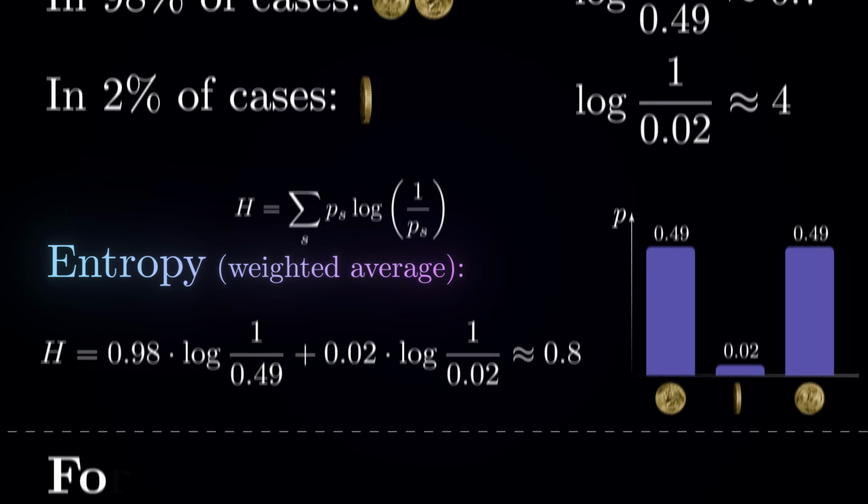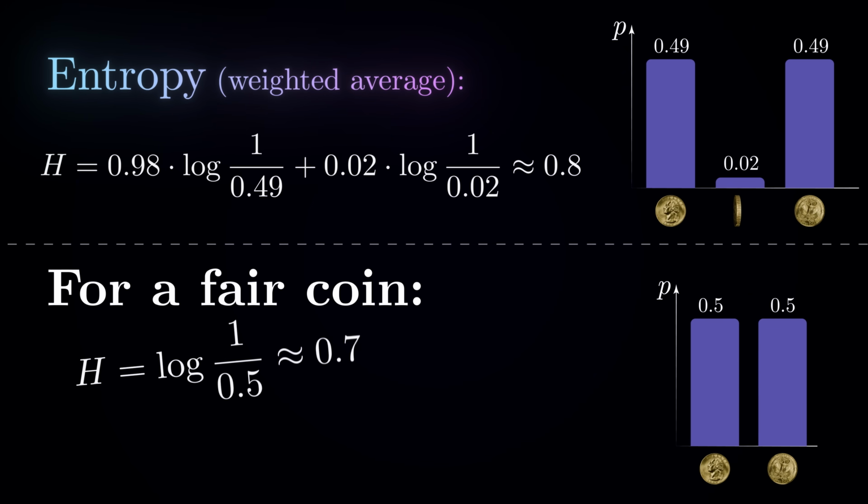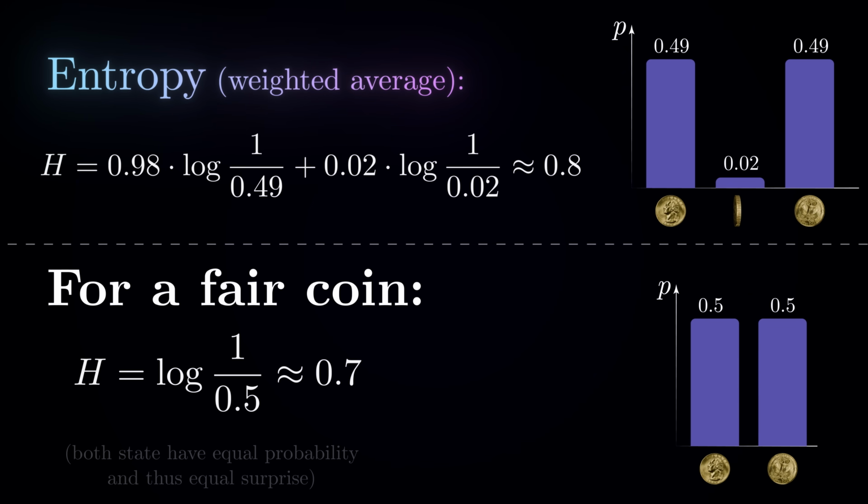Compare this to the entropy of a fair coin that always lands on heads or tails. This value is less, which means you will be on average more surprised by observing outcomes of a coin that lands on its side. In other words, it has more inherent uncertainty packed into it.